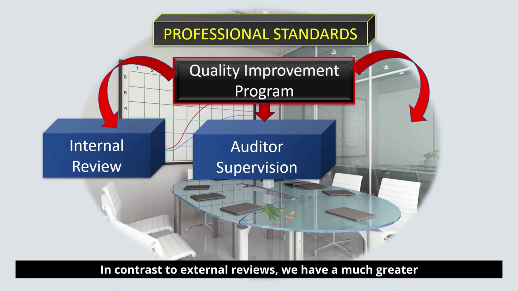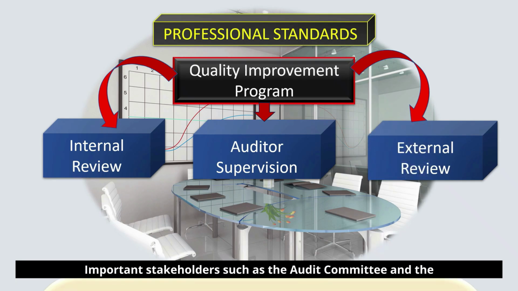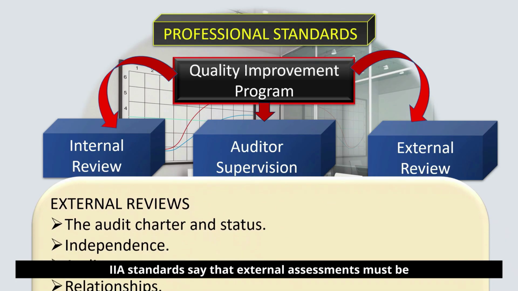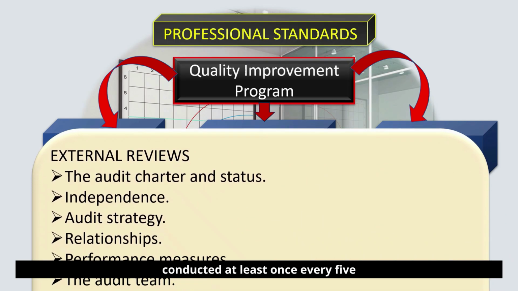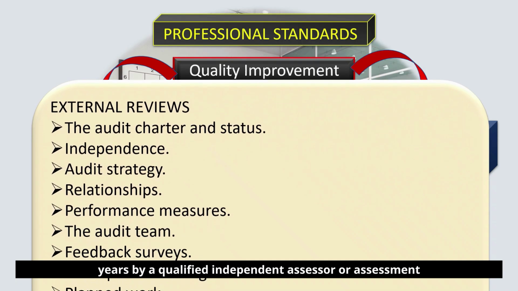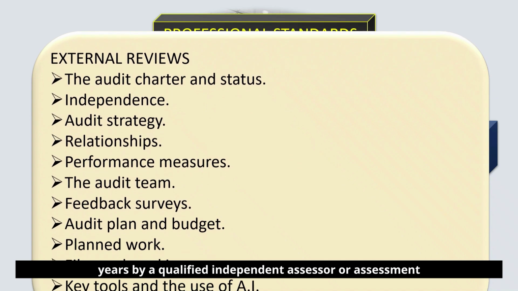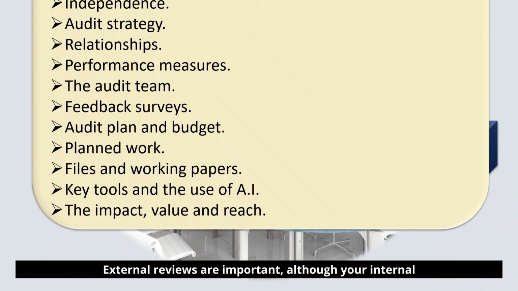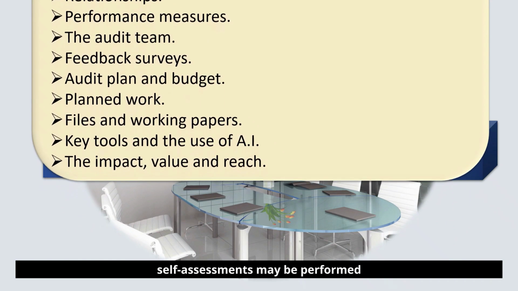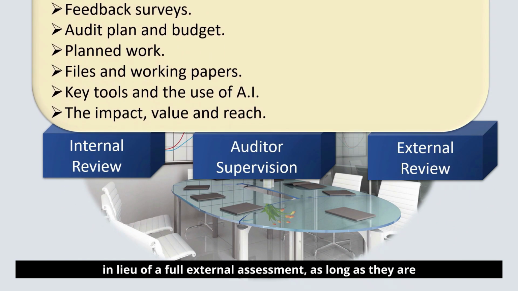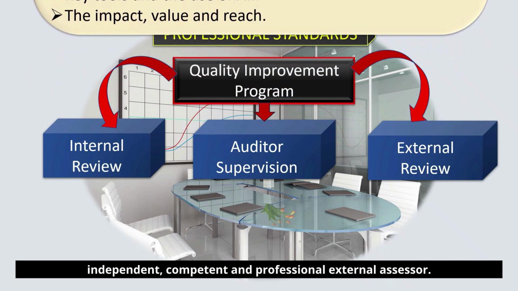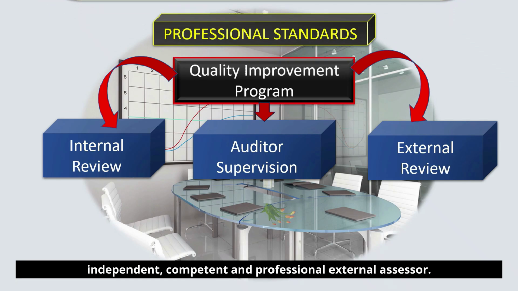In contrast to external reviews, which have a much greater scope, important stakeholders such as the audit committee and the main board will want to know that audit's working well. IIA standards say that external assessments must be conducted at least once every 5 years by a qualified independent assessor or assessment team from outside the organisation. External reviews are important, although your internal self-assessments may be performed in lieu of a full external assessment, as long as they are validated by a qualified, independent, competent and professional external assessor.